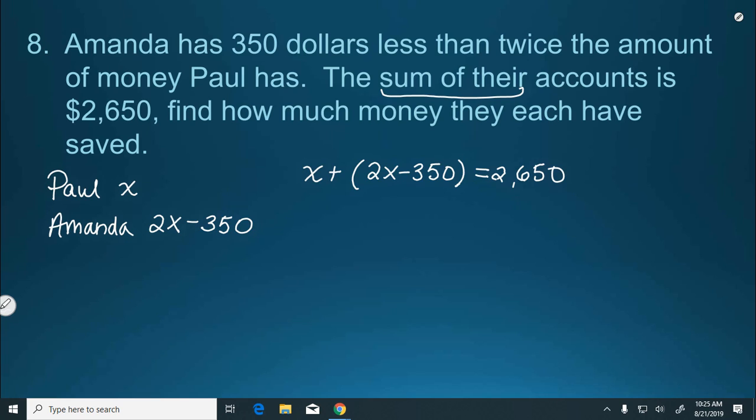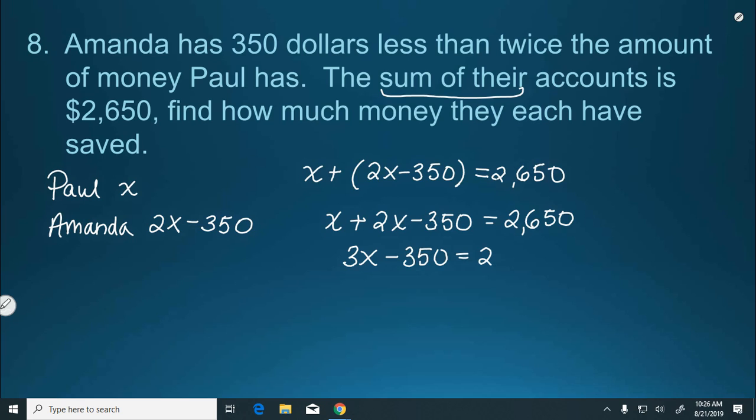So now in this case, we're distributing a positive, so that doesn't change anything. I can drop the parentheses: X plus 2X minus 350 equals 2,650. Now I can combine like terms. X plus 2X is 3X minus 350 equals 2,650. Then I can add 350.